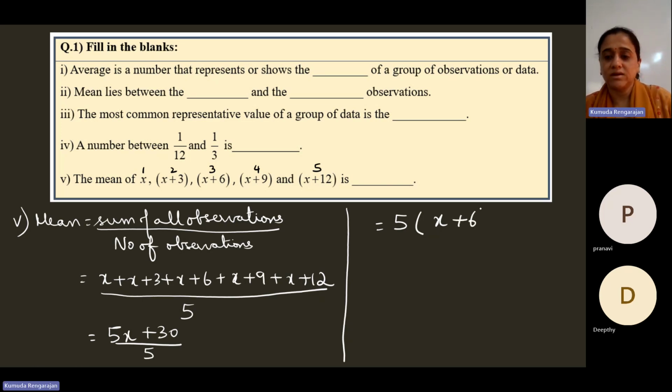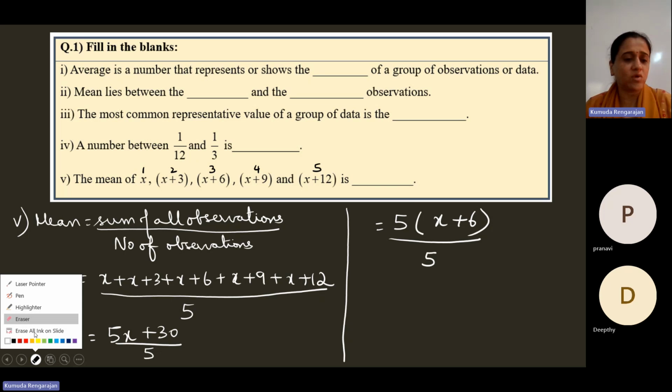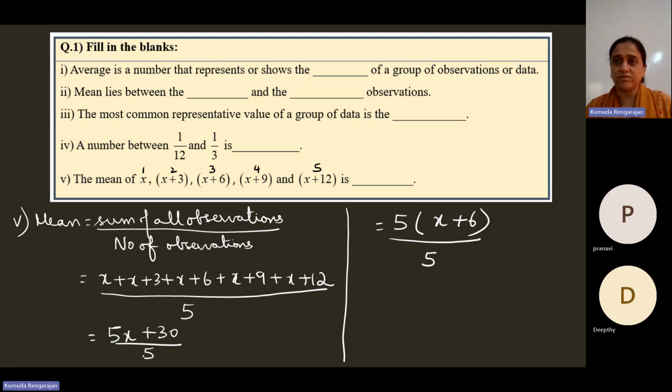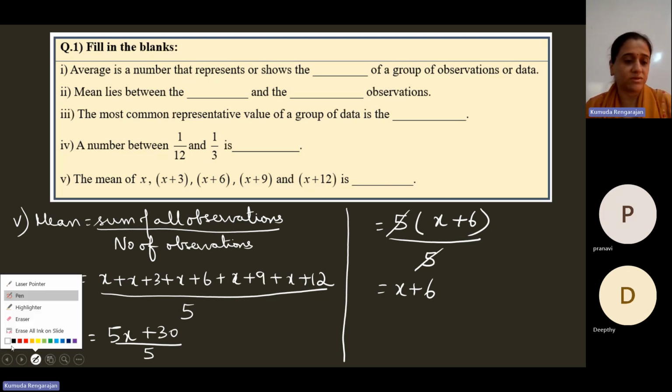Plus 6, divided by 5. See here, 5 into x, 5x. 5 into 6, 30. Got it? Divided by 5, which is already there. Now 5 and 5 get cancelled. So the answer is x plus 6. So the mean of these expressions is x plus 6.